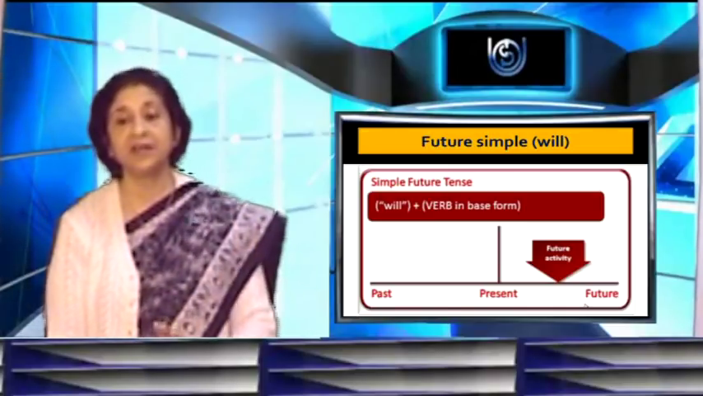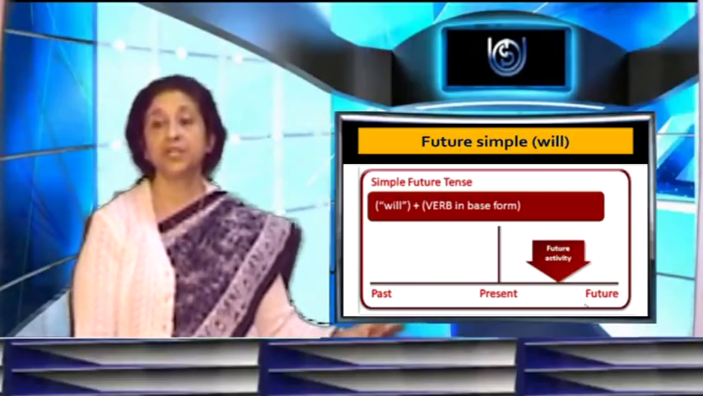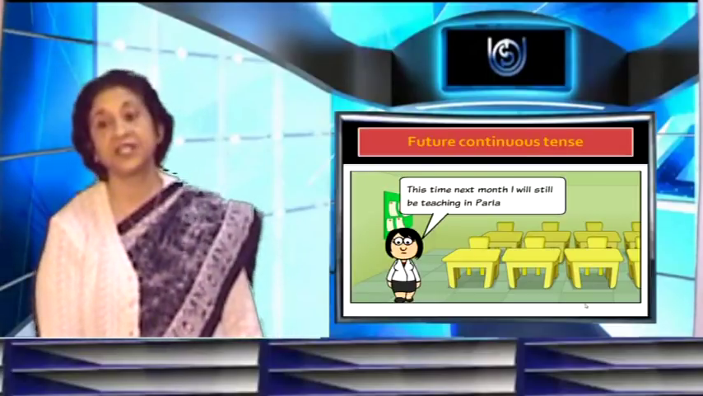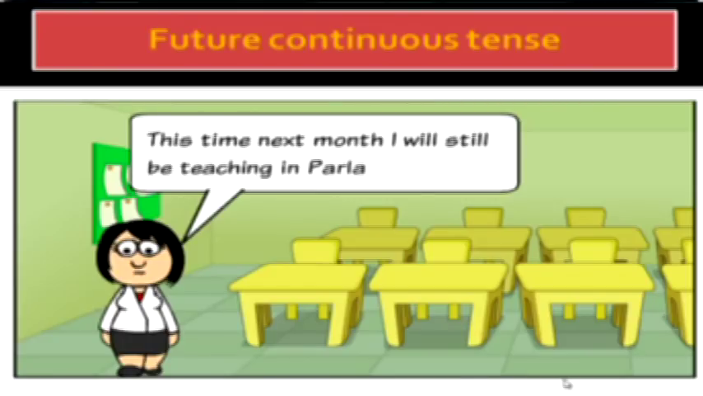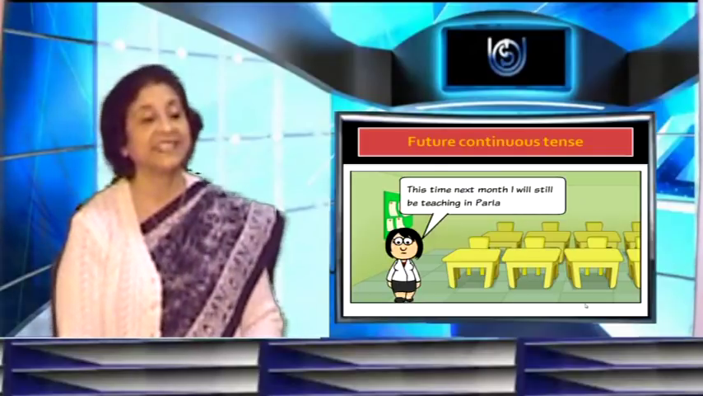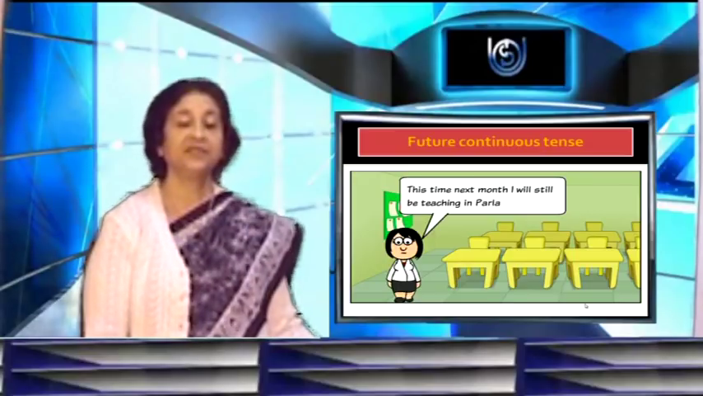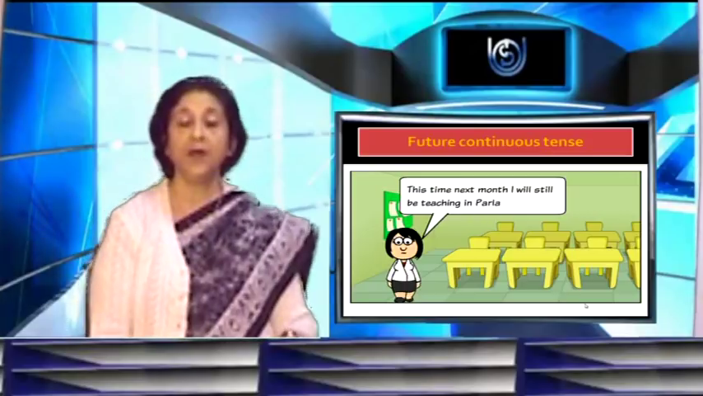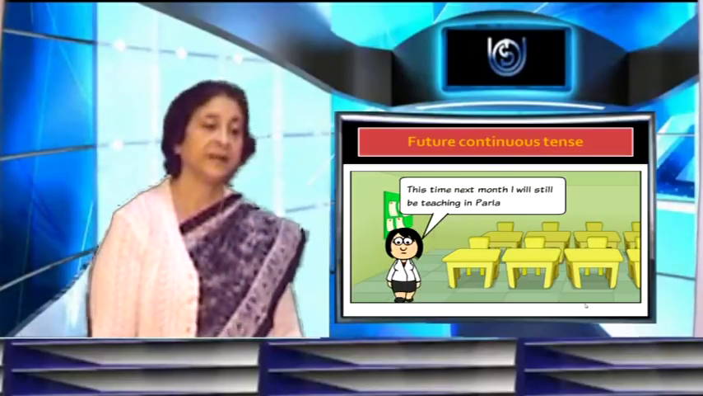I will eat means you will do it in future, that action. That is future tense. Now continuous tense, next time, next month, I will sit. I will still be teaching in Parla. Now future continuous tense, I will be doing it. That is future continuous tense. Will be, first form of verb plus ing. That is your future continuous tense.